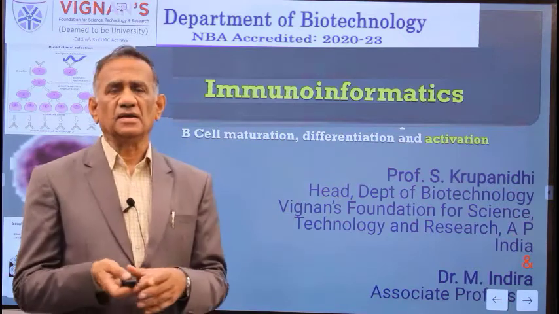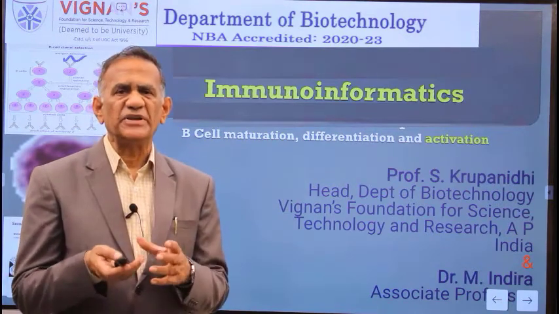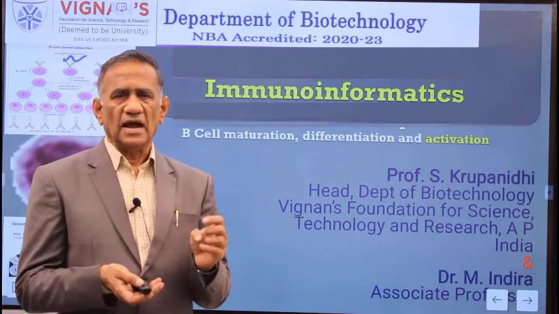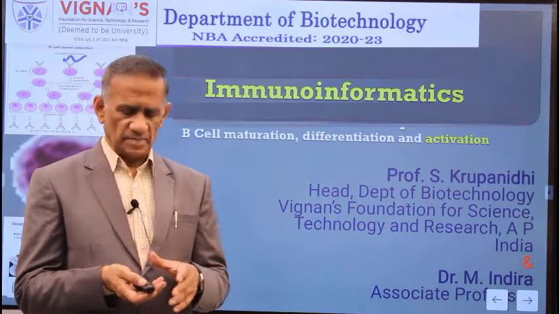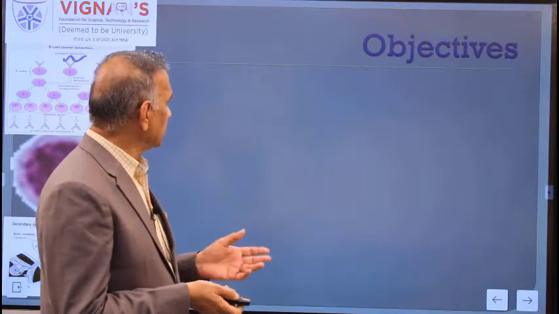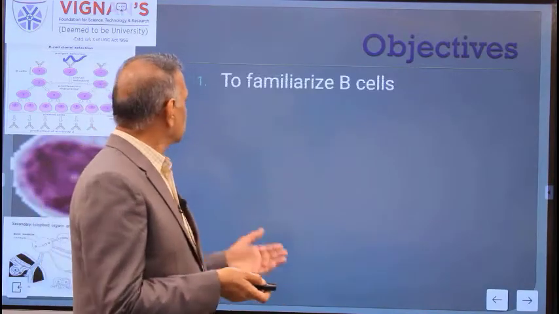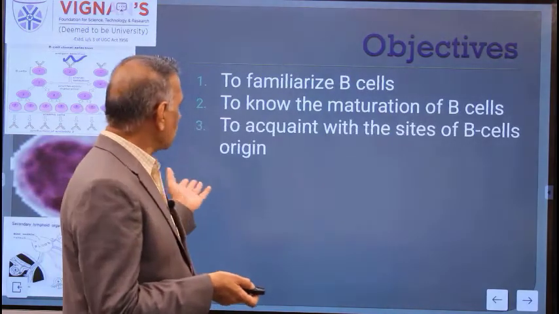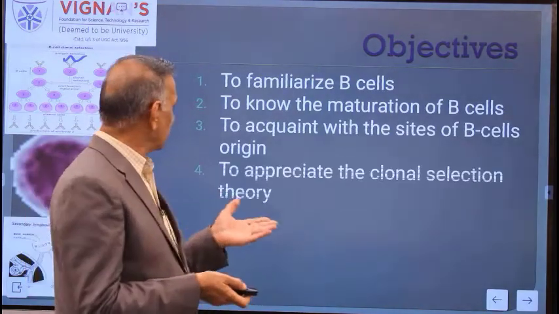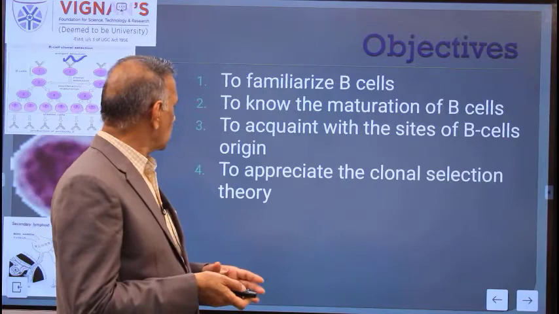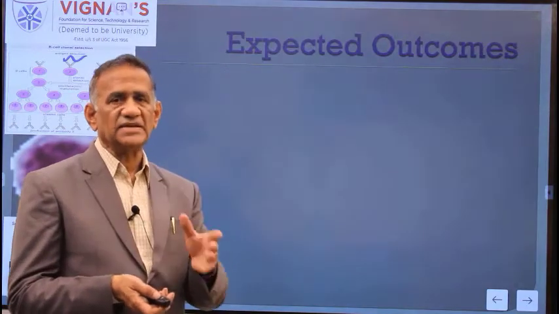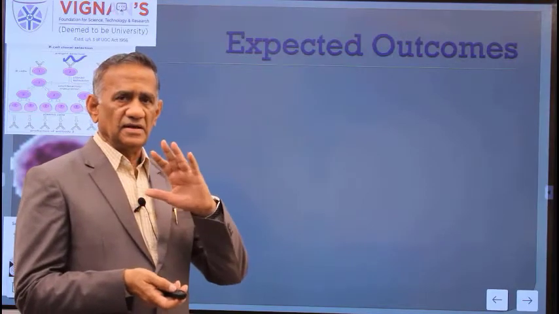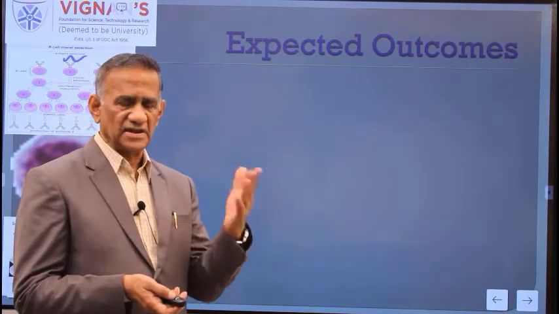The name B has come from the Bursa of Fabricius of the bird, which is present in the bird's cloaca. Other than that, you can also say bone marrow. So the B-cell is a lymphocyte. Now, to familiarize with B-cells, to know the maturation of B-cells, to appoint the sites where B-cells are produced and originated, and to appreciate the clonal selection theory. The clonal selection theory is an important aspect, which the Nobel laureate Niels Jerne has explained.